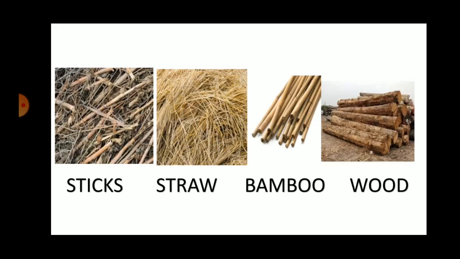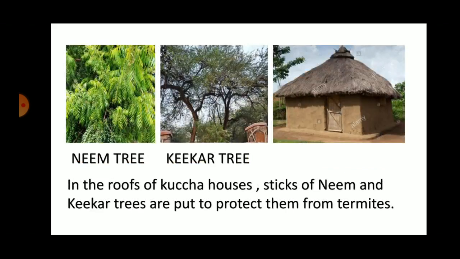Look at the picture here. Picture of sticks, straw, bamboo, and wood. Here are pictures of neem tree and kikar tree. In the roofs of kacha houses, sticks of neem and kikar trees are put to protect them from the termites.